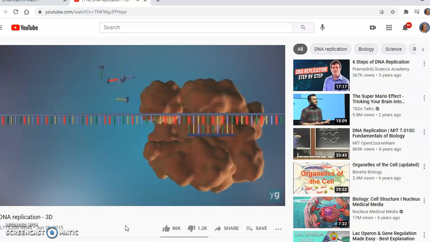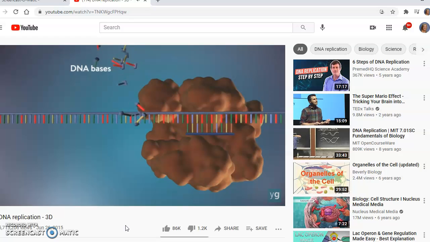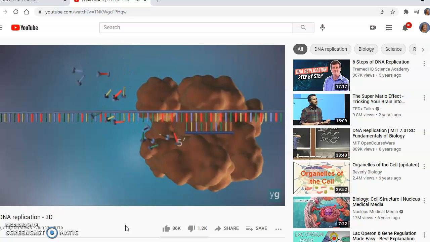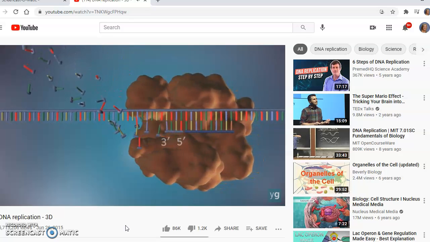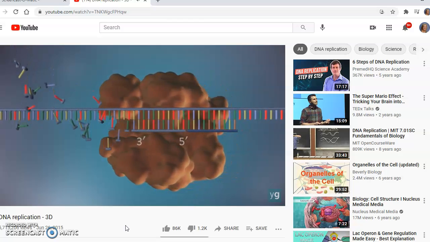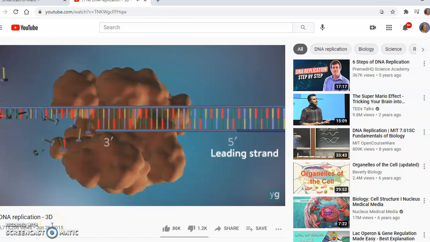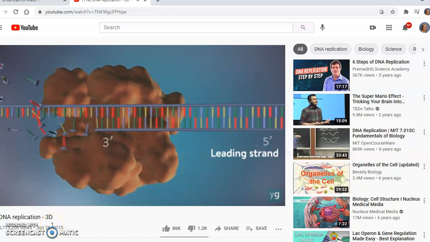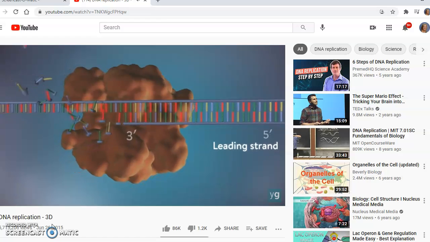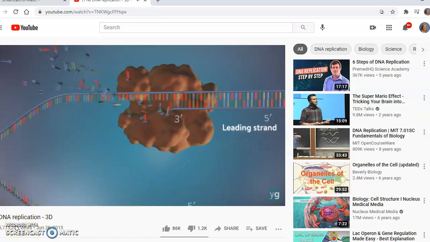DNA polymerase can only add DNA bases in one direction, from the 5' end to the 3' end. One of the new strands of DNA, the leading strand, is made continuously, the DNA polymerase adding bases one by one in the 5' to 3' direction. The other.